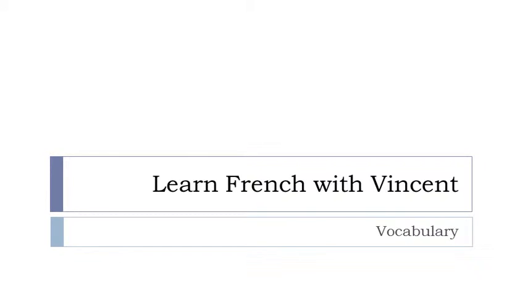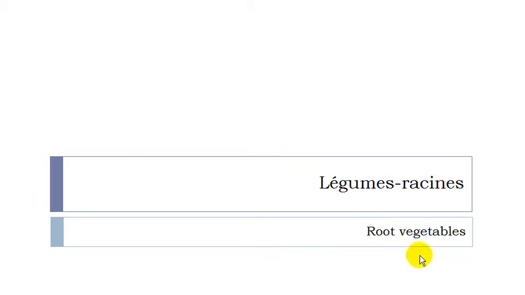And this is a vocabulary lesson. And in this lesson, we'll discover together les légumes racines. Okay, so for these words, I will give you the gender, so just to know whether they are masculine or feminine. Okay, so let's start now.